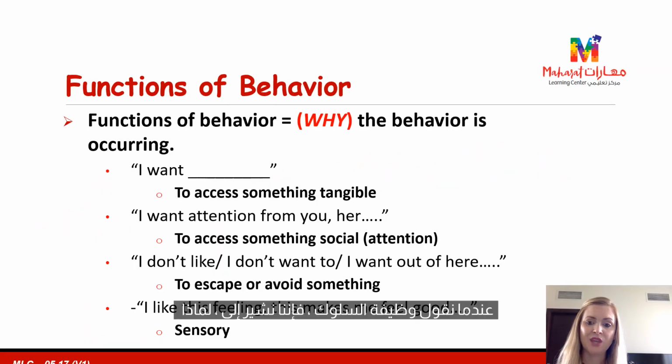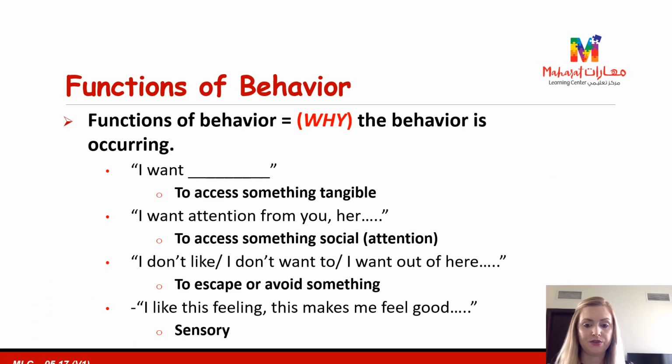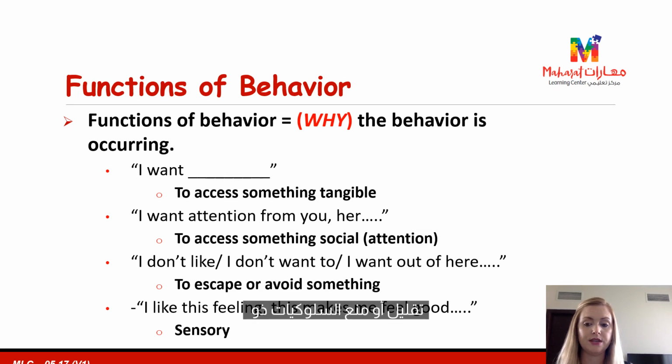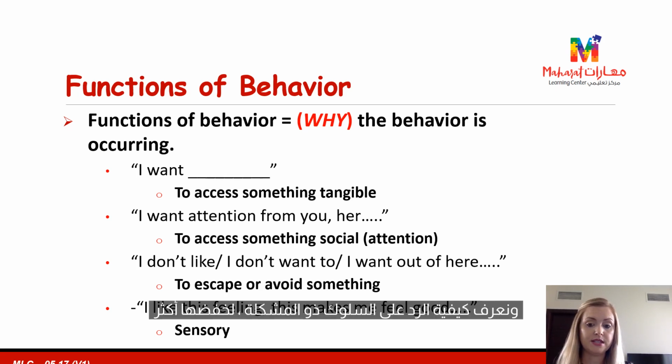When we say the function of behavior, we're referring to why a behavior is occurring. By knowing the function of behavior, we know how to set up reinforcement strategies to increase appropriate behaviors and to decrease or prevent problem behaviors. We know what new behaviors we should teach, and we know how to respond to a problem behavior to further decrease it. We can't really properly use the principles of behavior until we know the function.